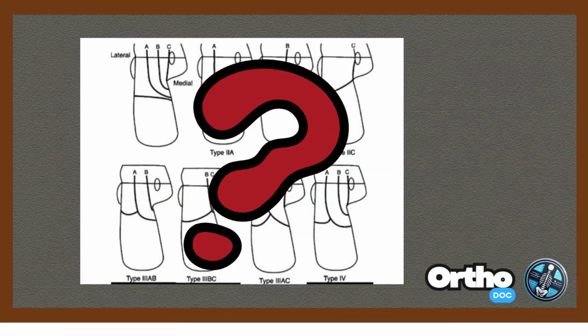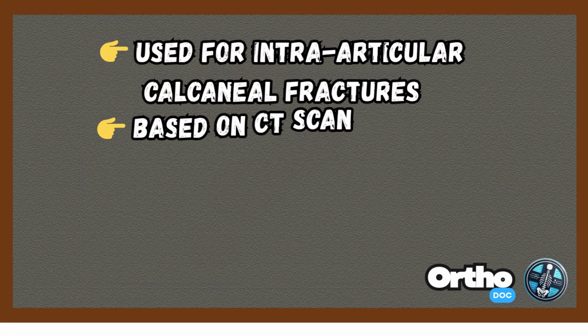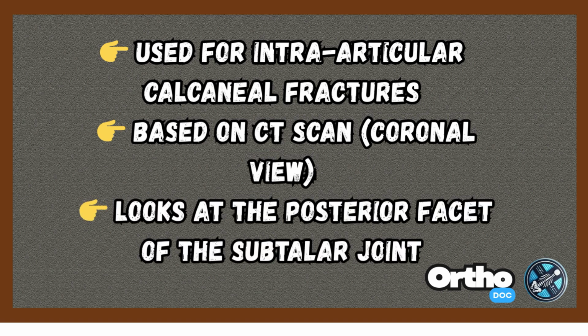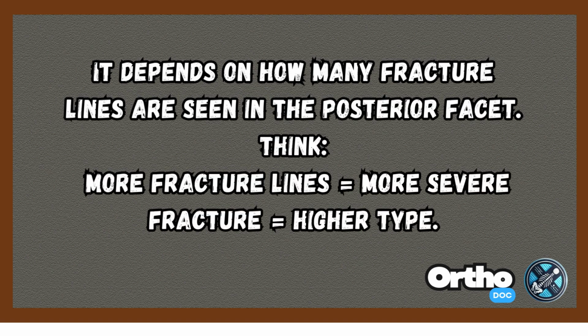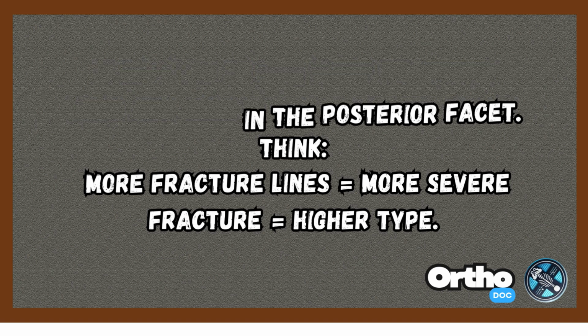Let's talk about Sanders classification. Sanders classification is used for intra-articular calcaneal fractures. It is based on CT scan coronal view, and it looks at the posterior facet of the subtalar joint. It depends on how many fracture lines are seen in the posterior facet. More fracture lines means more severe fracture and higher type.